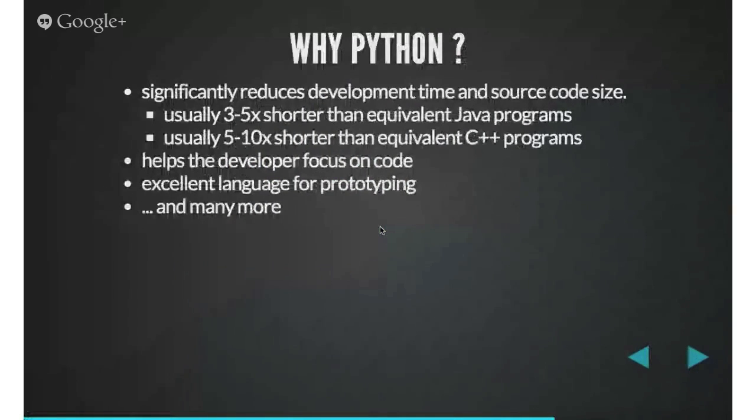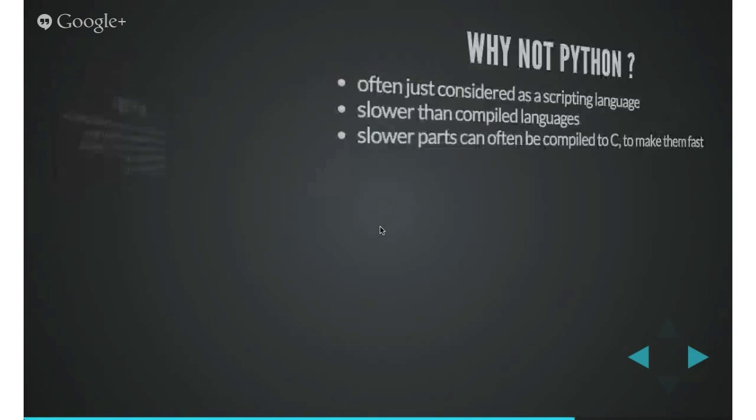Again, you can also see the size of source code that we write in Python. It's usually orders of magnitude of 3 to 5 smaller than equivalent Java programs and 5 to 10 smaller than equivalent C++ programs. It helps the developer focus on code, right? If you want to implement sorting, you don't have to write a separate sorting routine just for your code. If anyone has already done it, you can use it. It is an excellent language for prototyping. You can prototype things in minutes or hours, depending on your project, obviously.